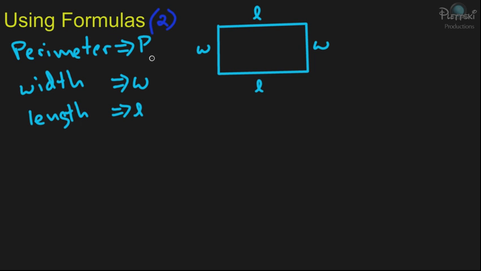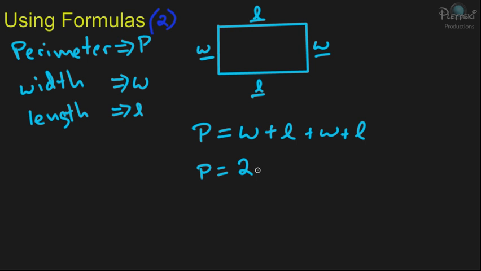Okay, now how would we find that? Well, P, the perimeter, is going to be when we add up all of them. So if you start here, you could say, well, P equals W plus L plus W plus L. Or we can simplify it and say P equals 2 times the width, because we have two of them, 2W, plus 2L.